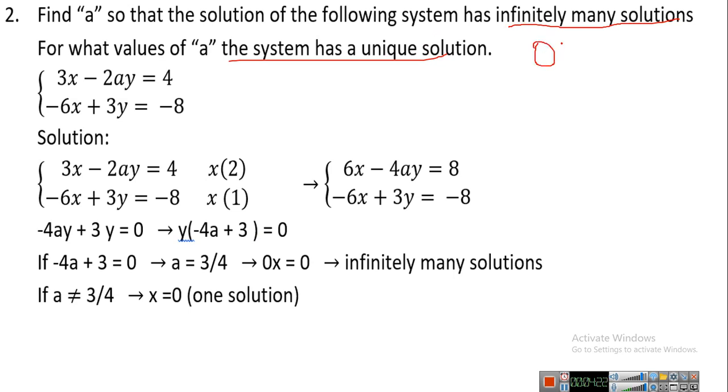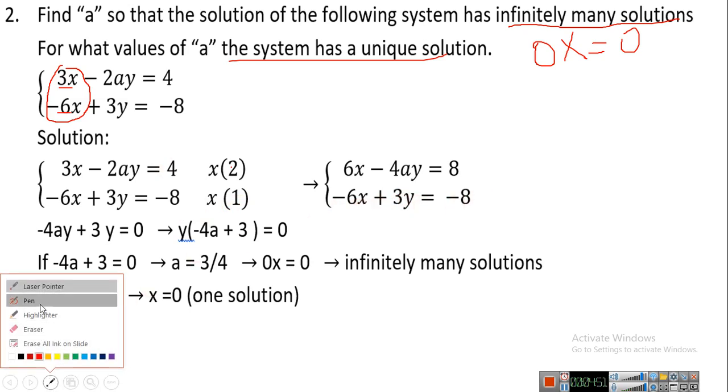Infinitely many solutions, when solving, I'm going to get 0x must be equal to 0. For what value of a must we have this? Here, the coefficient of x has no parameter, so I multiply the top by 2, because here I have minus 6 and here I have 3. So you're going to get 6x minus 4 8y equal to 8, and you copy this one as it is.